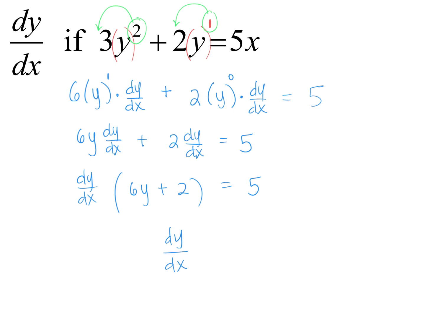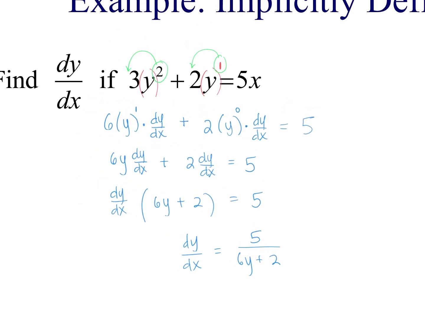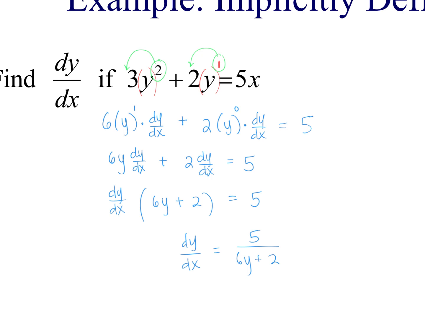So dy dx, which is the slope of this curve that fails the vertical line test, is 5 over 6y plus 2. That means that this curve, even though it failed the VLT and does some swirly kind of things, I can still find the slope anywhere I want by following 5 over 6y plus 2. So I can go to any position on the curve and I can figure out what its slope is going to be.